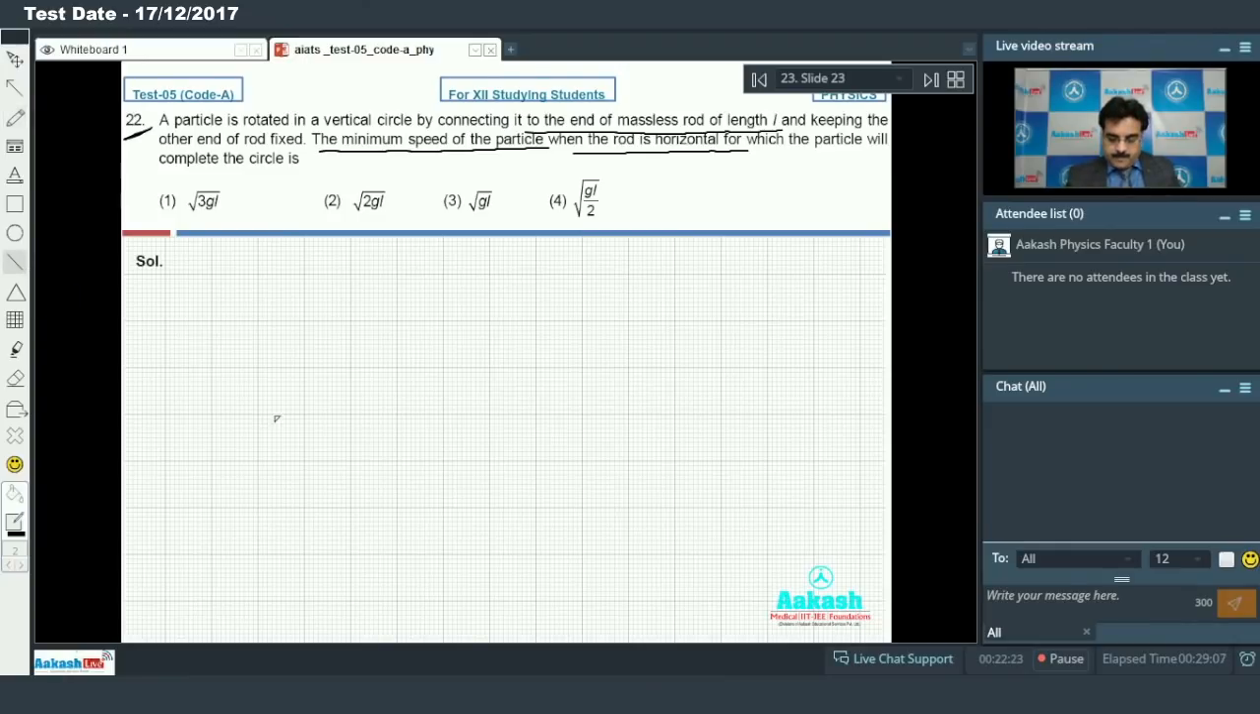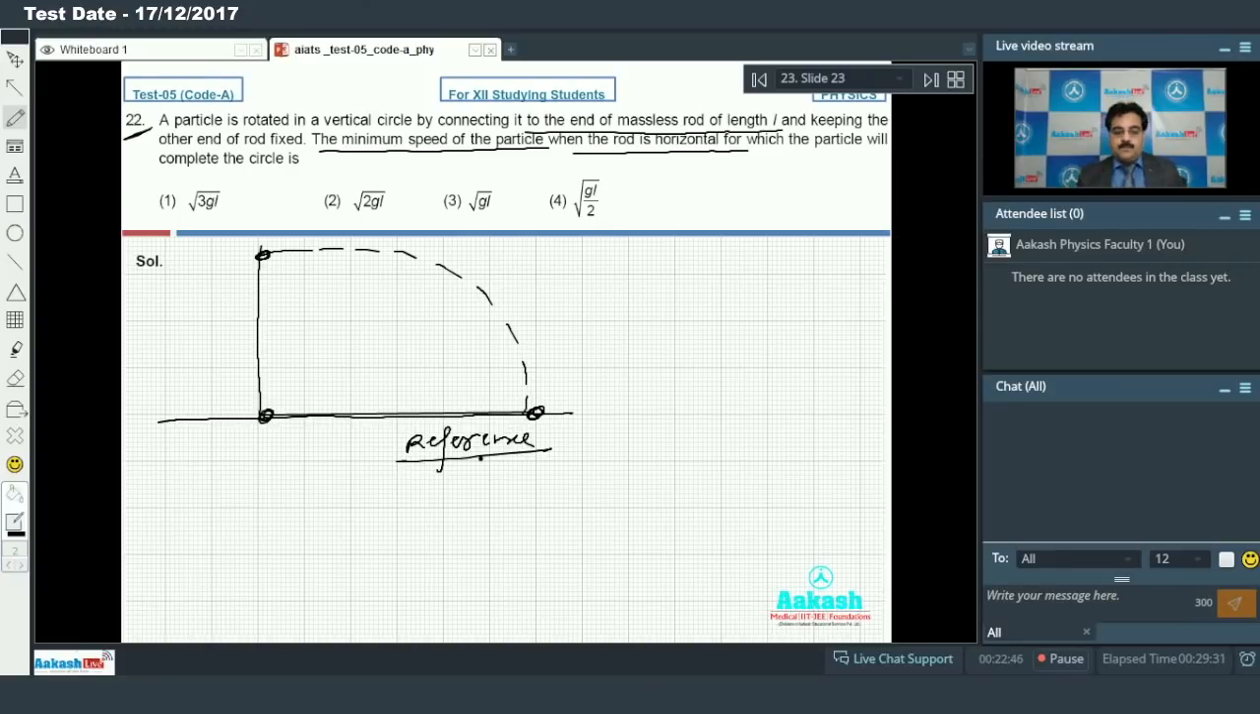So if I make the diagram, we can take this as the initial situation of the rod, and the fixed end will be here. This is the particle. As per the question, the particle will rotate and reach this point. If I consider this as my reference point, because I am going to use the law of conservation of mechanical energy, initial kinetic plus initial potential is equal to final kinetic plus final potential, where K1 represents initial kinetic energy and P1 represents initial potential energy.